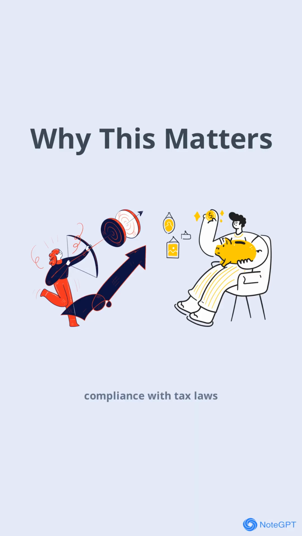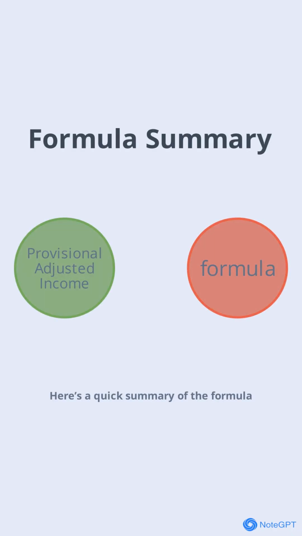Here's a quick summary of the formula. Provisional adjusted income equals accounting profit plus non-allowable expenses minus non-taxable income and minus capital allowances. This formula helps ensure that all necessary adjustments are made before income is divided among partners.